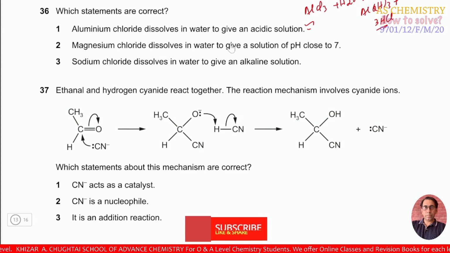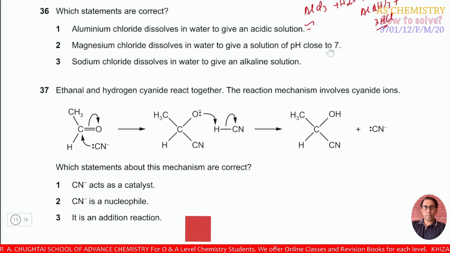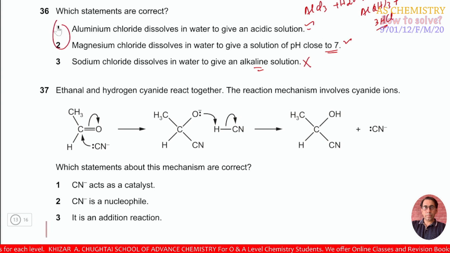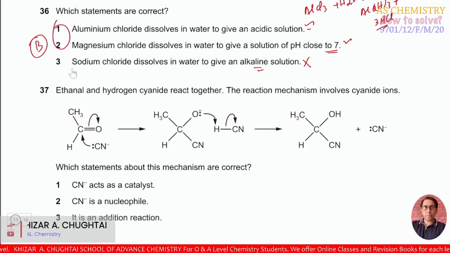Magnesium chloride dissolved in water gives a solution of pH close to 7. When magnesium chloride is dissolved in water, its pH is about 6.5. That is close to 7, so again this is correct. Sodium chloride dissolved in water gives an alkaline solution. No, it's not correct. Sodium chloride gives a neutral solution. So 1 and 2, again B is the correct option.